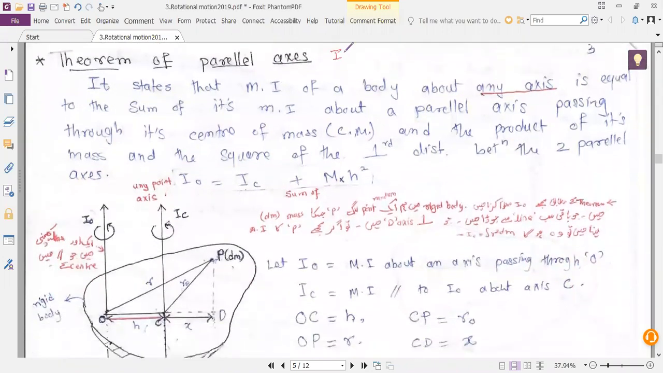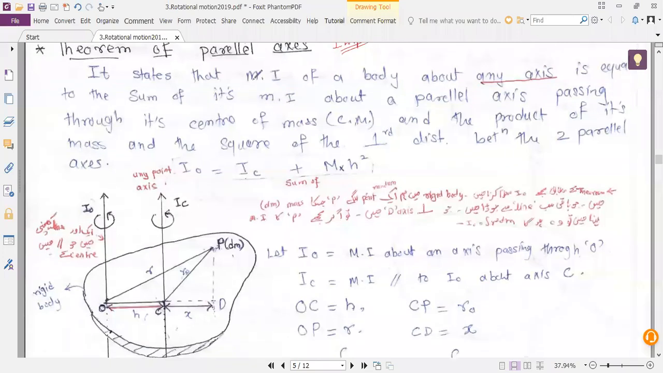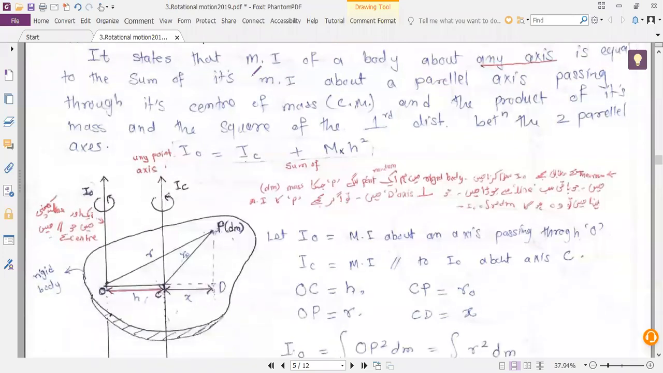Second part is very important part. Theorem of parallel axis is very important. Most of the time, this part is coming on your board exam. Now, theorem, I hope you know about geometry, but in algebra, your math book. A theorem is a statement, and that statement we have to prove correct. So first, we understand what the theorem says. Theorem of parallel axis. It states that the moment of inertia of a body about any axis. So we take one random body and we make one axis.